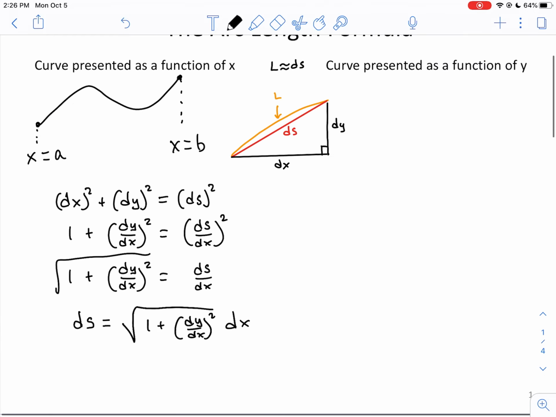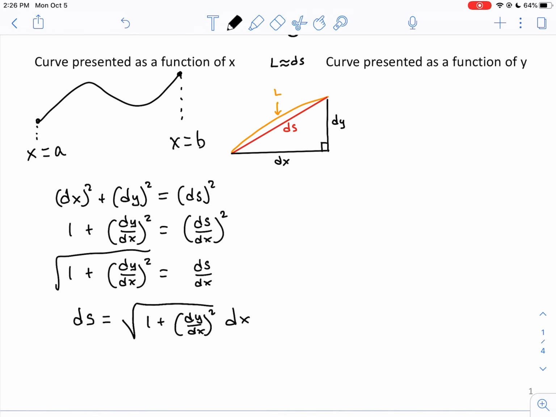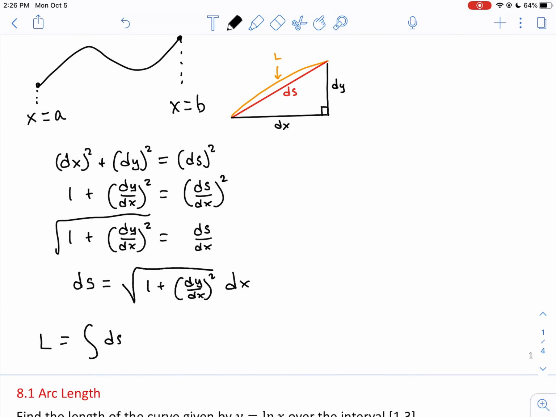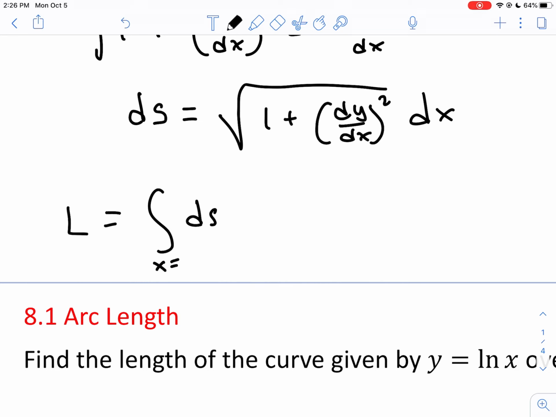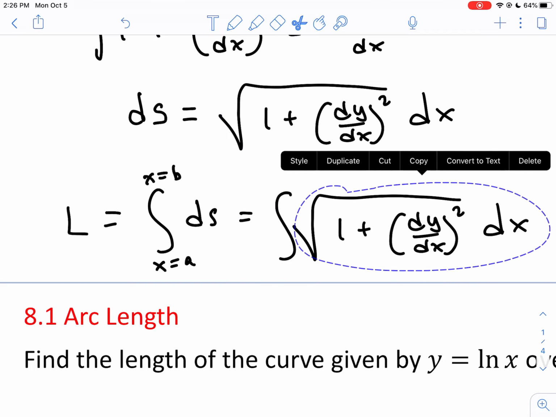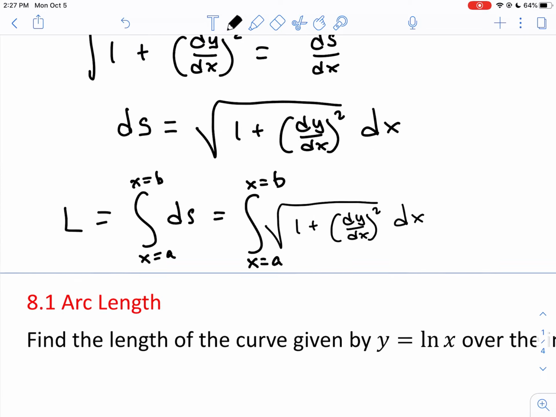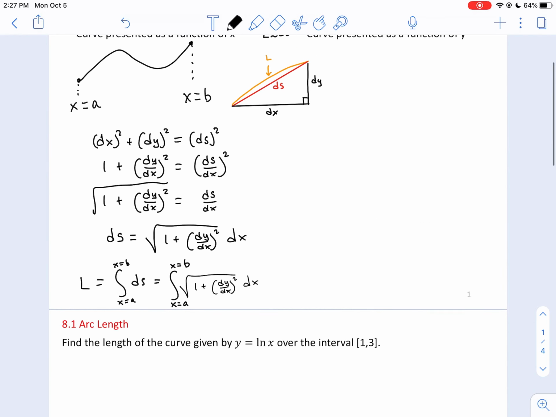Now the total length of the curve will be approximated by adding all the ds's up. So the length of the curve will be the sum of adding all the ds's. As we get more and more subintervals, as the number of subintervals approaches infinity, we get an exact value for the length of this curve. So this will be integrated from x equals a to x equals b, and then all we have to do is just plug in this thing right here. This becomes our integrand for calculating, from x equals a to x equals b, the length of the arc. Okay, there's the first formula.